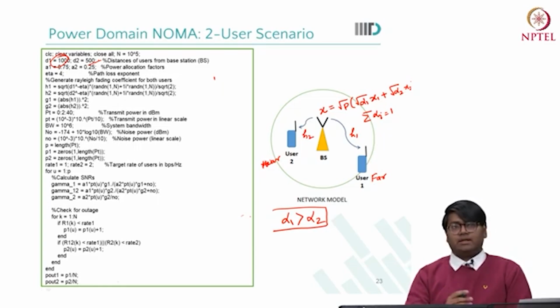This has been arbitrarily chosen. Later we will also see that the benefits of NOMA can only be employed if we optimally choose these power allocation factors. But for this particular case, we have considered the power allocation factors to be 0.75 for user 1 and 0.25 for user 2.